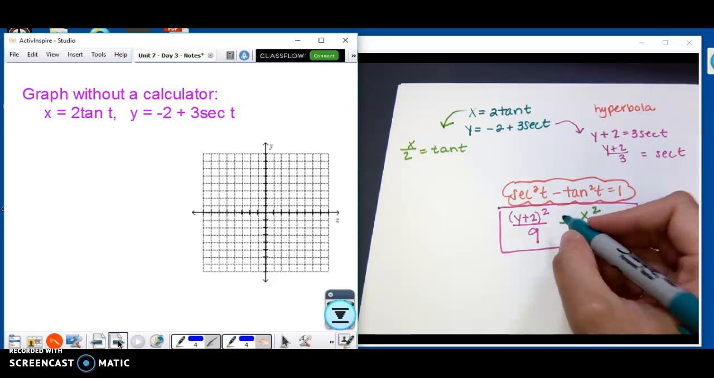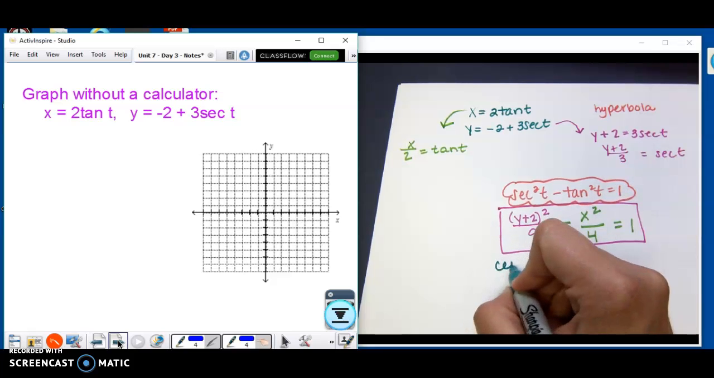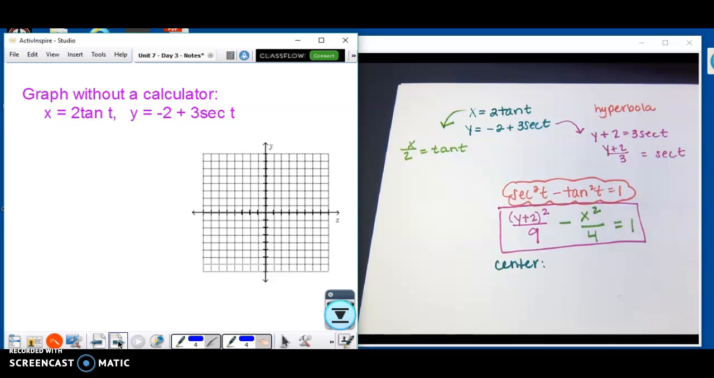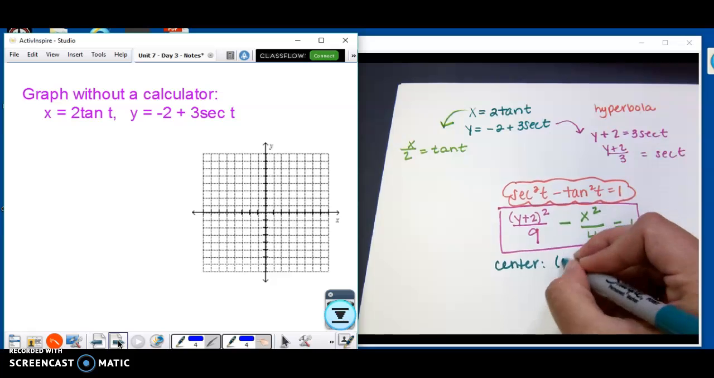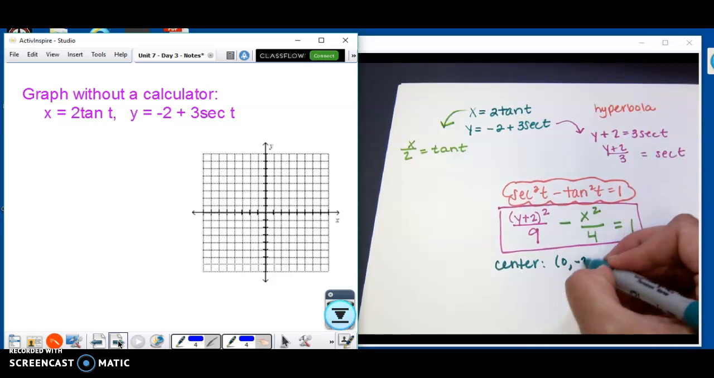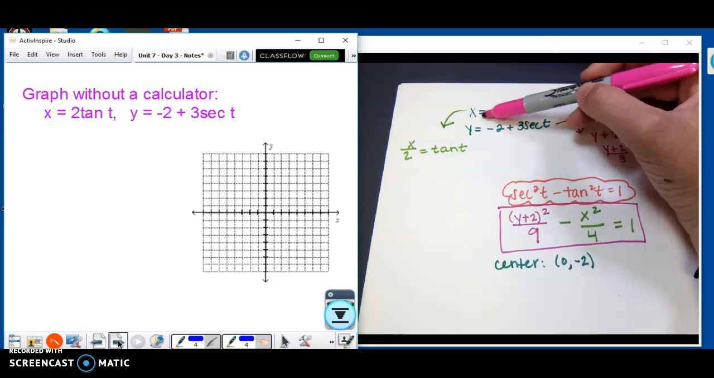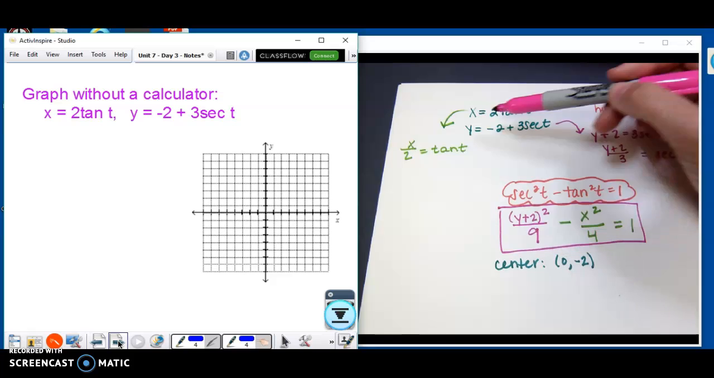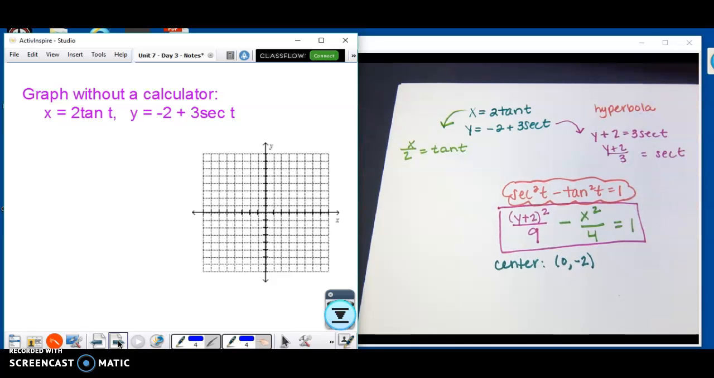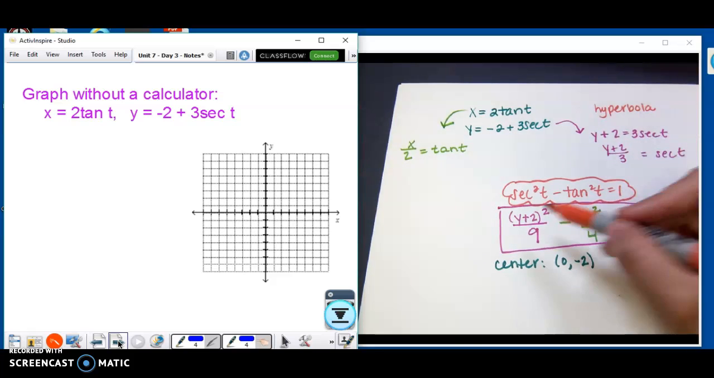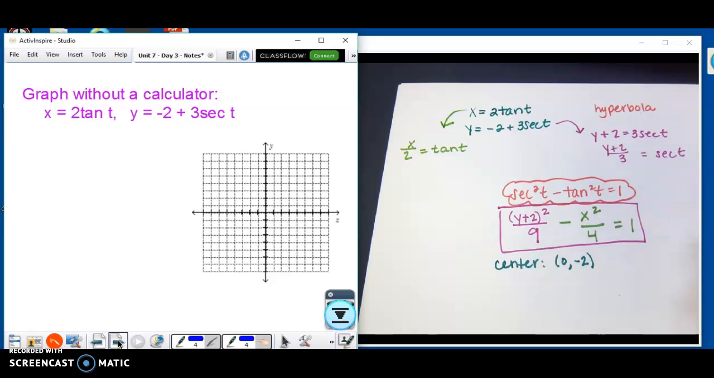So for this hyperbola, let's talk about the center first. The x-coordinate of the center will be 0. The y-coordinate is negative 2. Let's look back at our parametric equations because I forgot to do this at the beginning. X does not have a number out front, so there's 0, so that's good. Negative 2 out front, so we have that there.